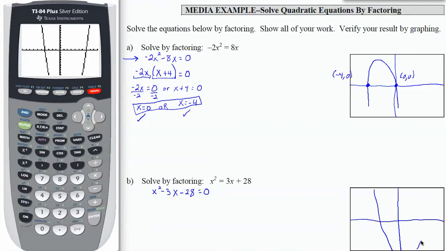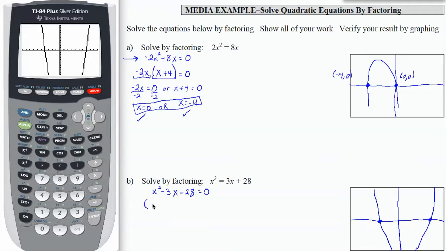I'm not really worried about getting the vertex in here. I could get the vertex if I wanted to make my window a lot more negative for y min, but I'm just going to leave it because what I'm really concerned about is these two places it crosses the horizontal axis here. So I want to factor this to try to find these solutions. Where does it cross these intercepts?